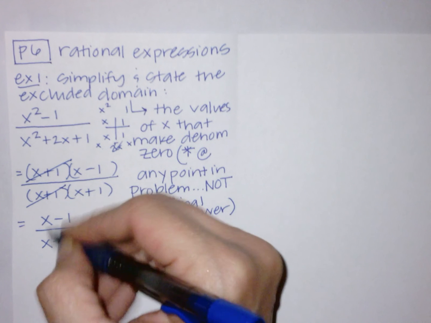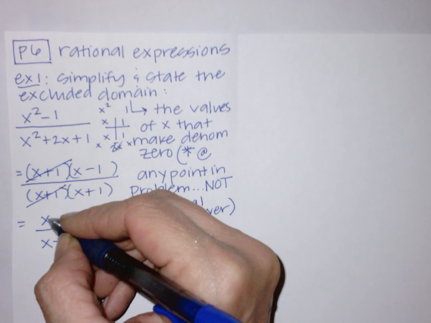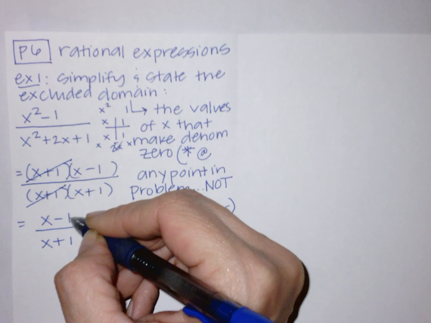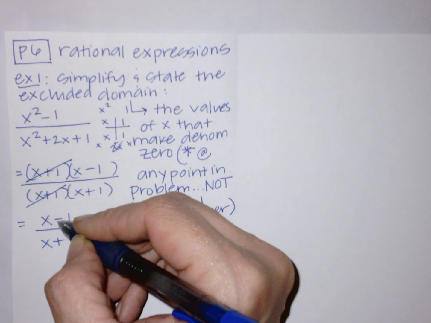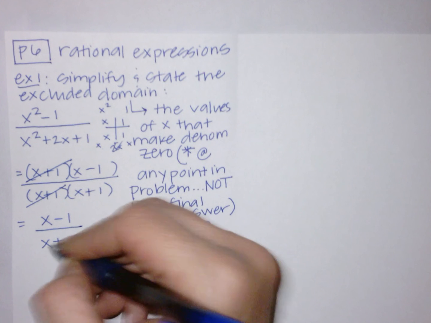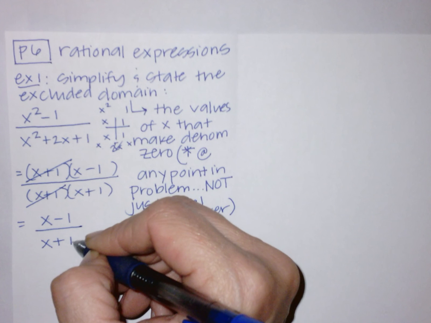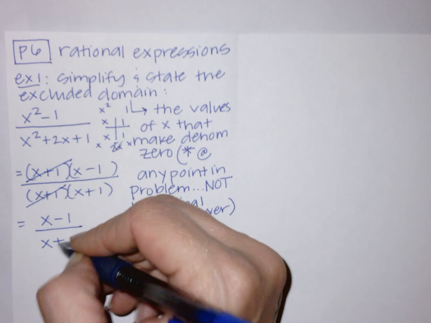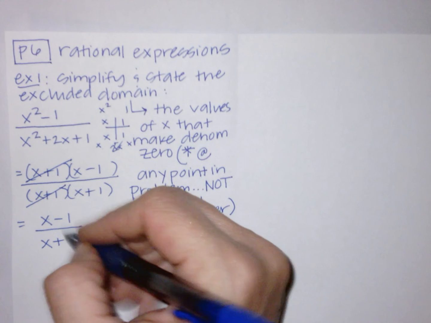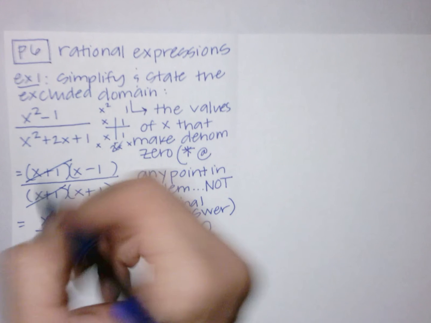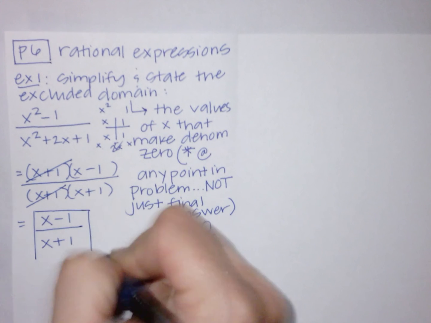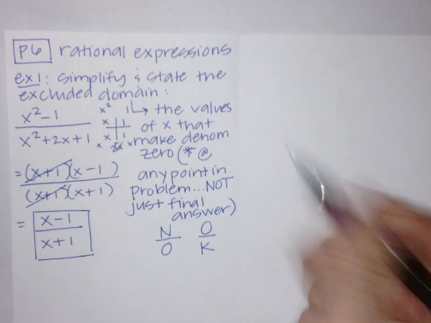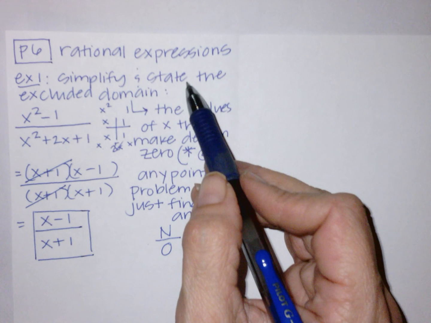You cannot cancel out these x's because this x in its relationship to 1 is subtraction, not multiplication. And same thing here, this x's relationship to its other value is a sum, so you cannot cancel that. So this is our final answer right there, but we do have to state the excluded domain.